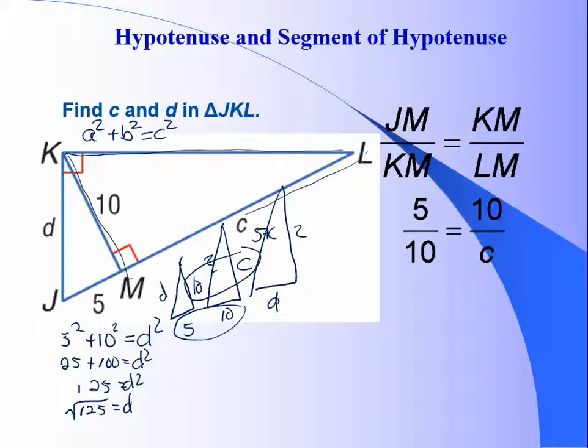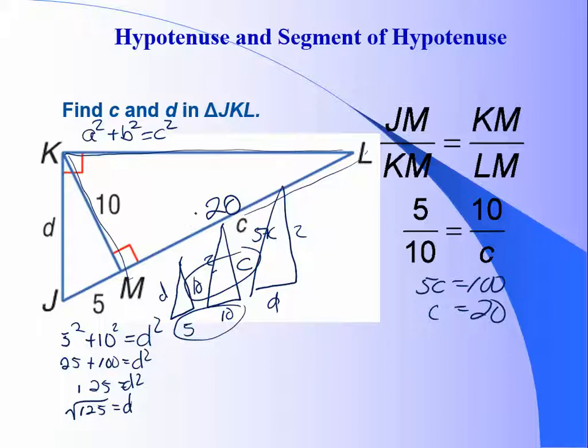So this is a way to solve for D. This is a way to solve for C. 5C equals 100. C equals 20. So you could start either way. You could have done either one of these first. It does not matter.